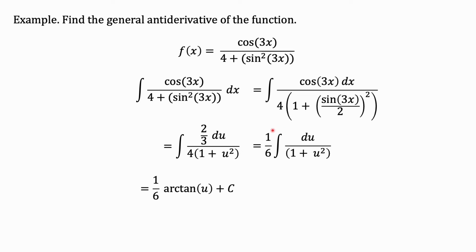So this antiderivative here becomes arctangent of u. We keep the 1/6, right? That has to stay there. That came out of our computation. And then to get the general antiderivative, we always add this plus c term, right? This unknown constant.